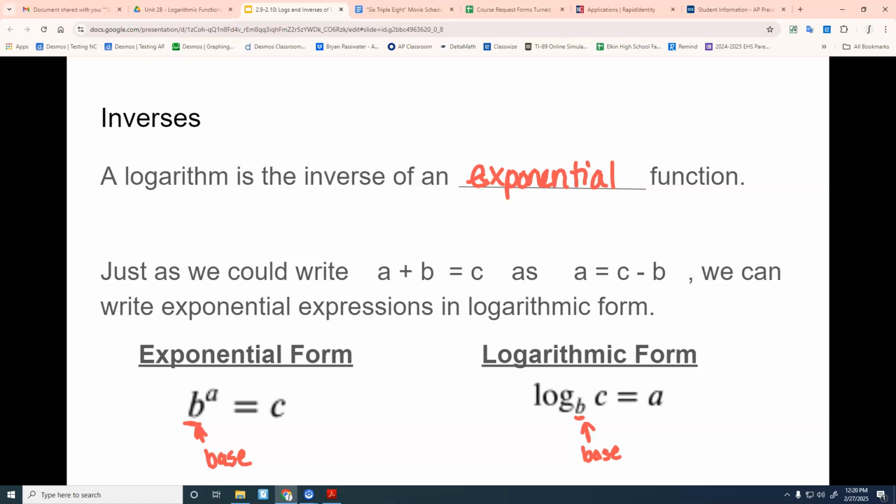And then a is the exponent over here, but it's the answer over here. C is the answer over here. It's what you're taking the log of on this side. So most of the time when kids come to me, they do these problems like it's a puzzle. Like my base goes to this piece over here, then my a goes right here, my c goes right here, and you just rearrange that. It works perfectly fine. You are welcome to keep on doing that.